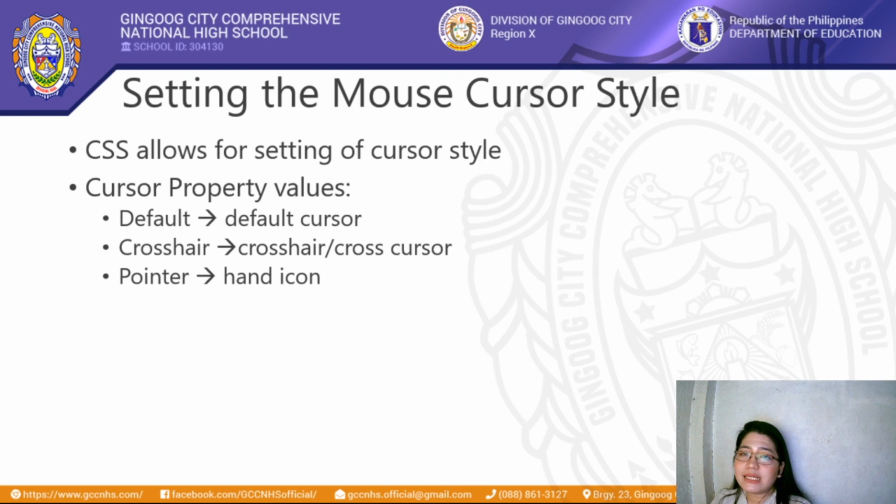So the next is setting the mouse cursor style. Style sa imong mouse whenever you are in your web or in your HTML. So CSS allows you to set your desired cursor style when you mouse over an element. For example, you can change your cursor into a hand icon, help icon, and much more rather than using the default pointer. So let's look at the example below.